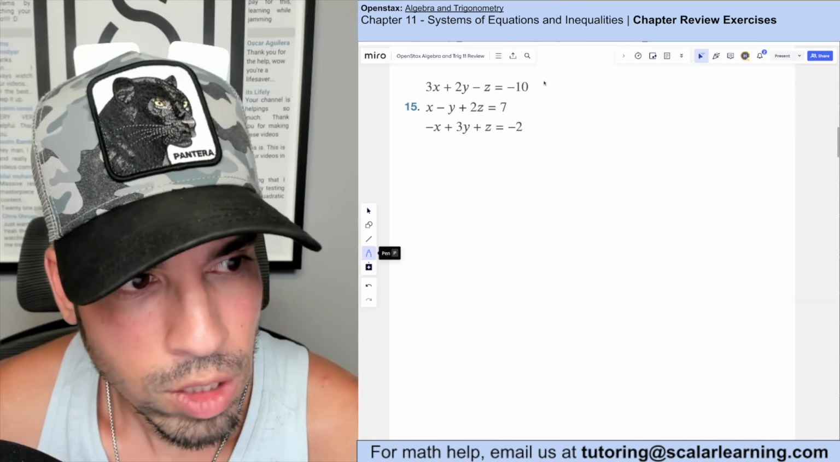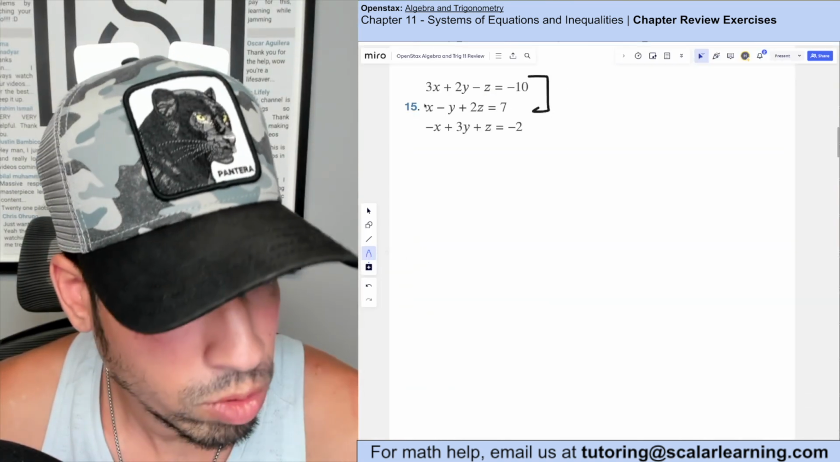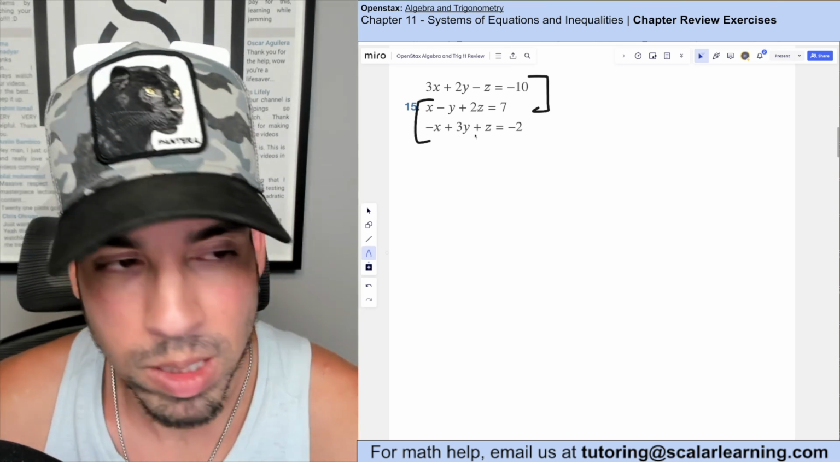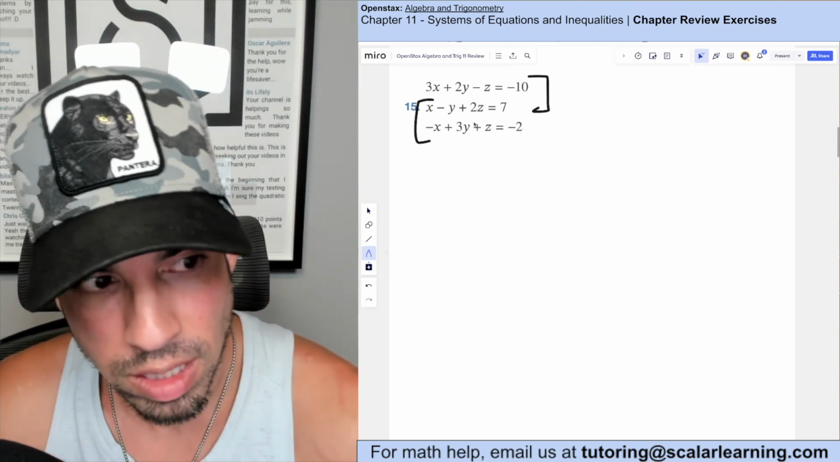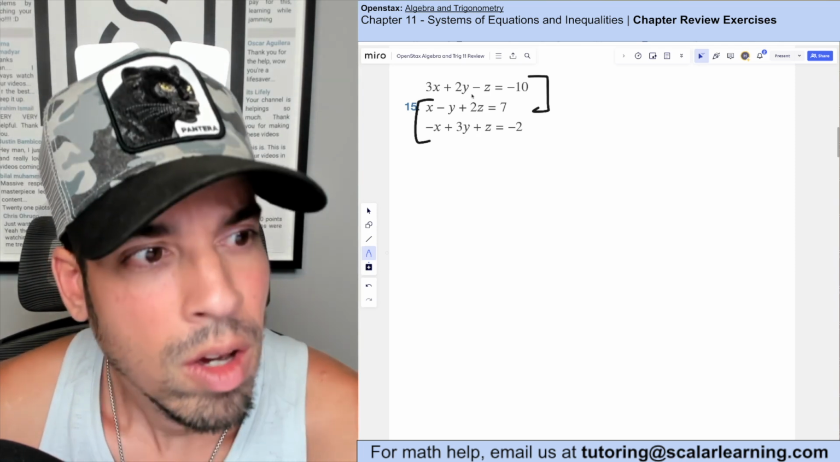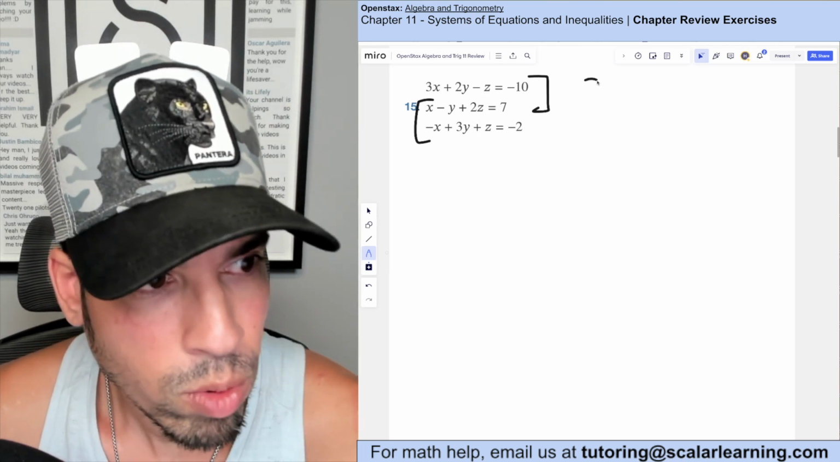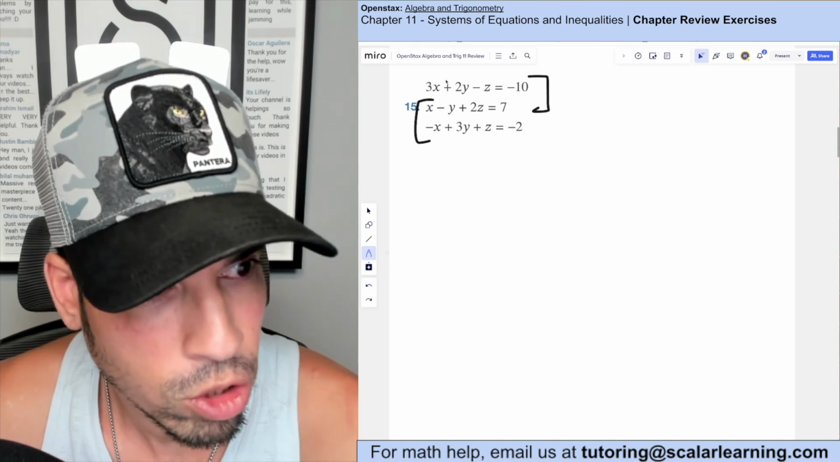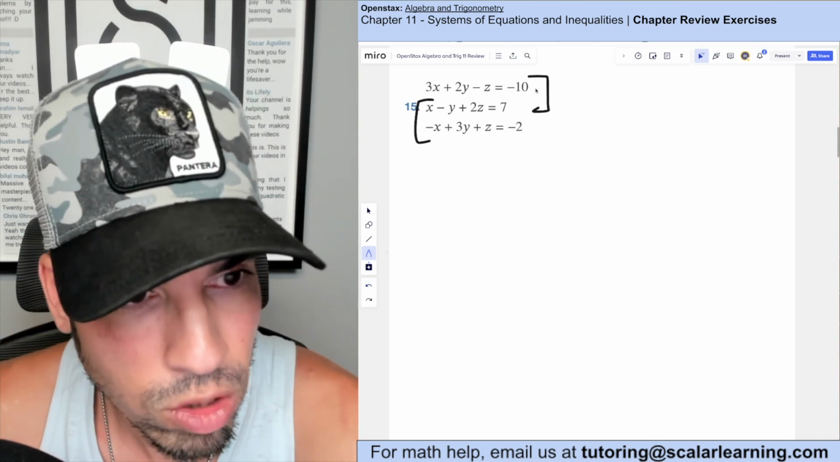Done. So for this one, I am going to group these two together, and we're going to aim to, in both of these groupings, eliminate the same variable. Let's go with z, and it's going to be pretty easy. For the top equation, I'm going to multiply by 2, because then it's going to be negative 2z.